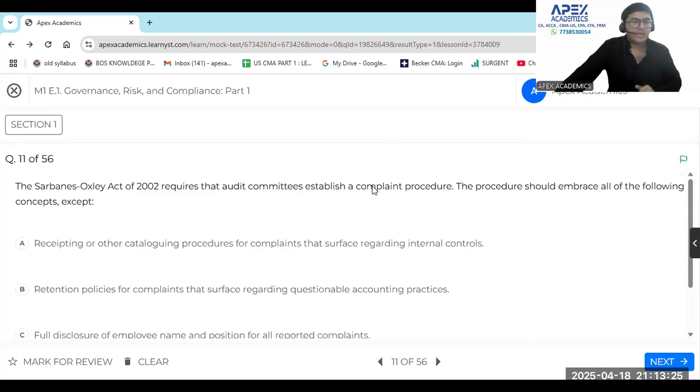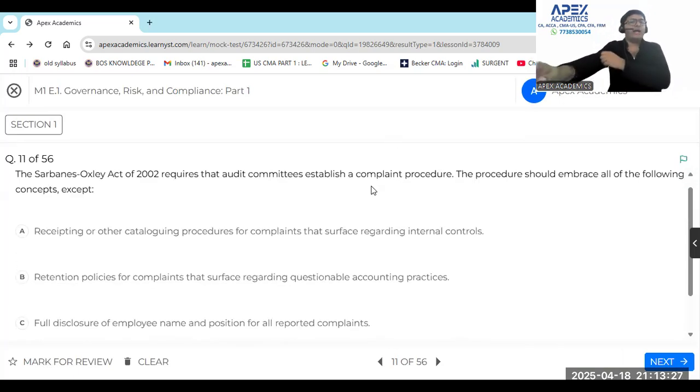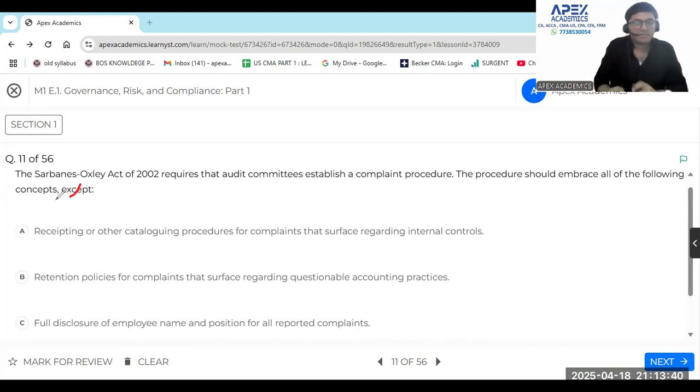Yes. Right? Sarbanes-Oxley Act requires that the audit committee establishes a complaint procedure. The procedure should embrace all of the following concepts except. Meaning, the complaint procedure should not have one thing in it.